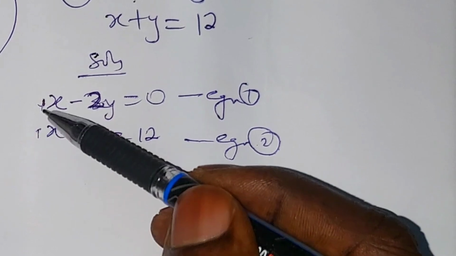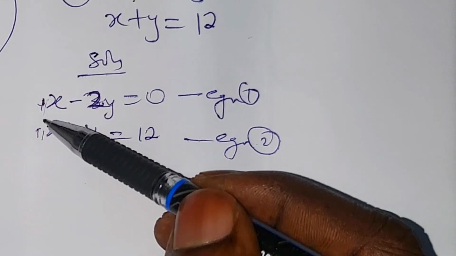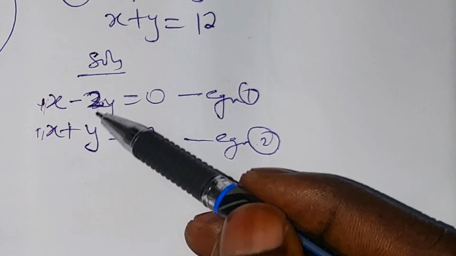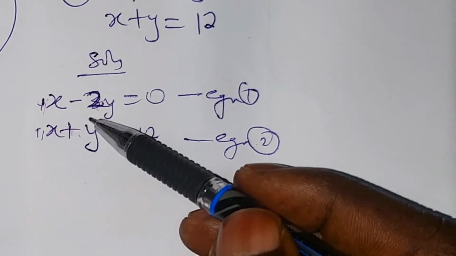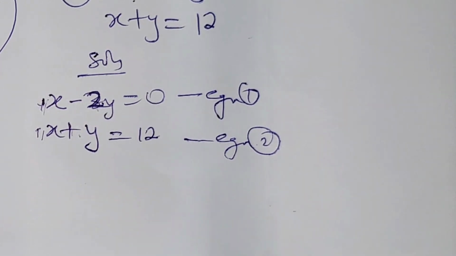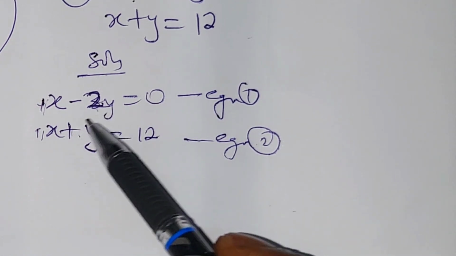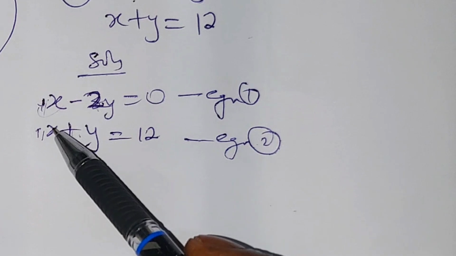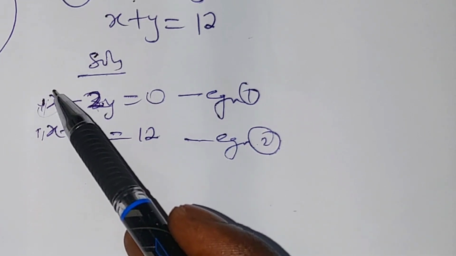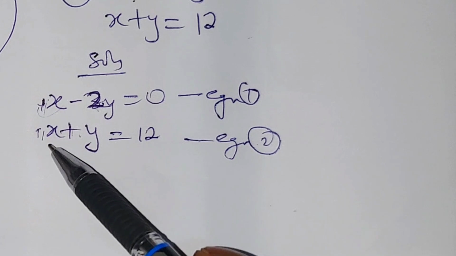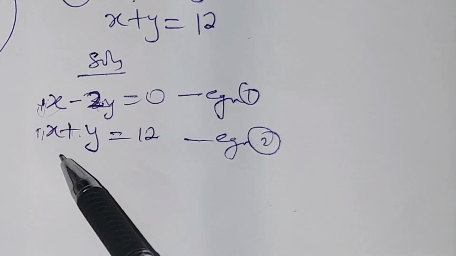Here is also positive, and it's 1. So the coefficients are the same. Now, when we look here, we have negative 2, and here we have positive 1. So they are not the same. Like I said, the first thing you need to do is check the coefficients of the variables. We can see clearly that it's only the x that are the same, but they don't have opposite signs. So what we can do is, instead of adding, we rather subtract.